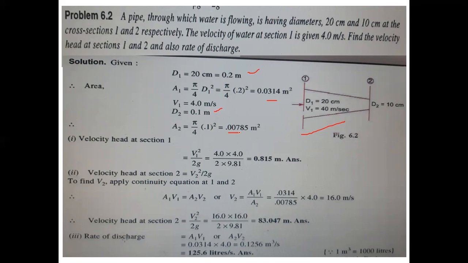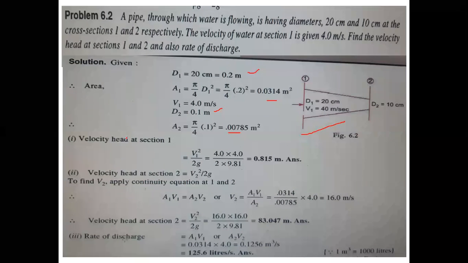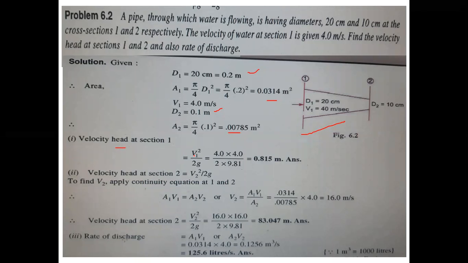Now we'll see the velocity. What to find? The velocity head at 1 and 2. The velocity head is equal to V square by 2G. Since we are taking section 1, V1 square by 2G, that is equal to 4 into 4 divided by 2 into 9.81, that is equal to 0.815 meter.